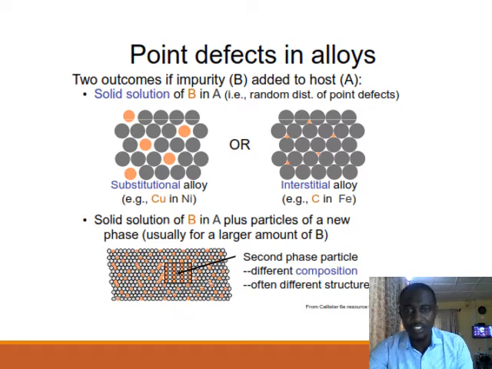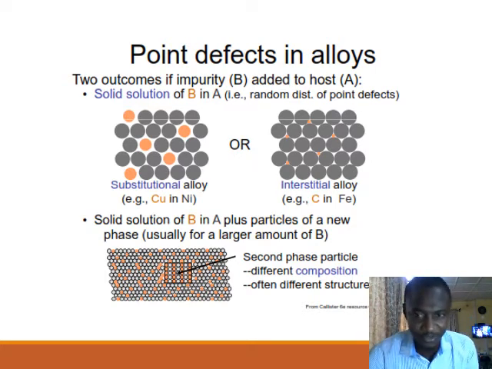If you try to form a point defect in an alloy, for instance, according to this slide, you will see that there are two outcomes if you add an impurity B to a host A. The examples on this slide are copper in nickel and copper in iron. For copper in nickel, you have a substitutional alloy. You have the impurity and the host in such a way that it's more of a substitution. You are removing an atom of one and replacing it with the other, just like the name substitution implies.